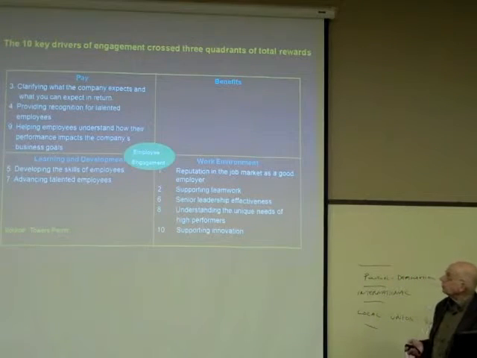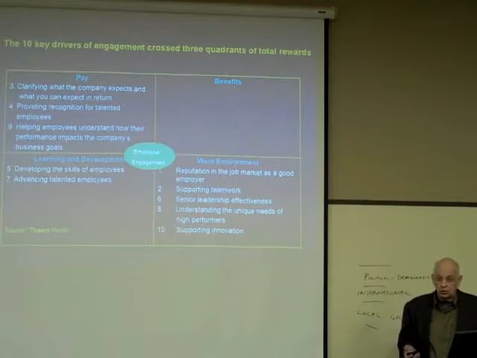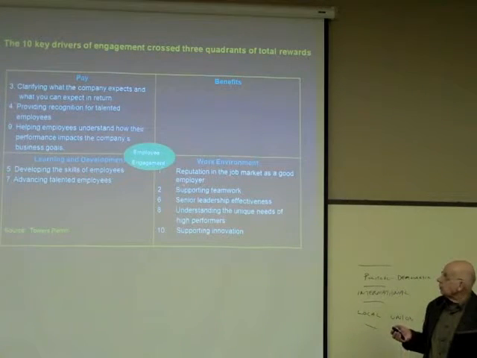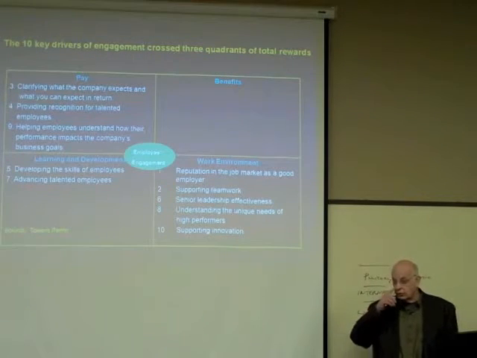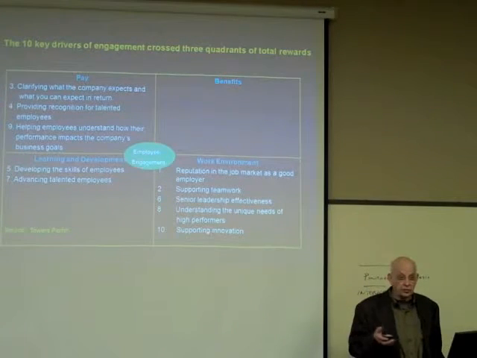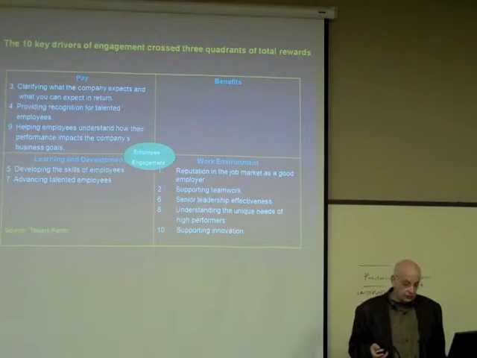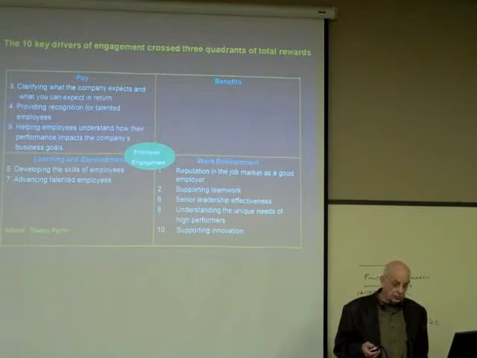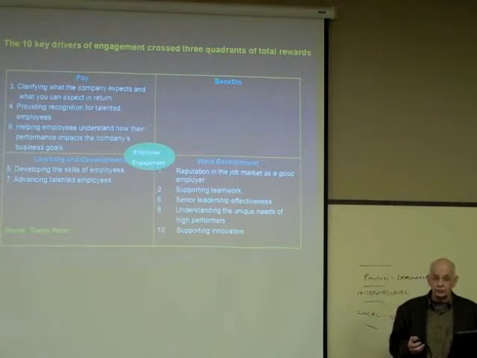And as you can see from this, the number 1 was the reputation in the job market as a good employer. They wanted to feel good about working for a well-recognized company. Teamwork. Number 3 jumped up to clarifying what the company expects and what you can expect in return. Very much like we saw with Maslow in what is my job? Do employees understand what their job is? Number 4, providing recognition for talented employees. Number 5, where in the world does pay fit in? It's not in the top numbers here.